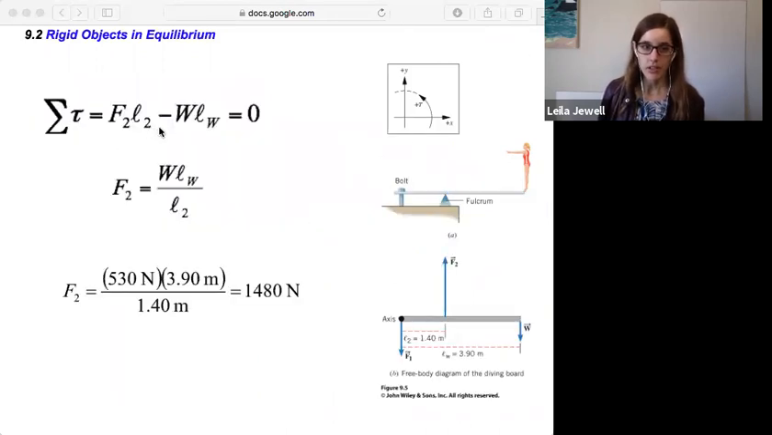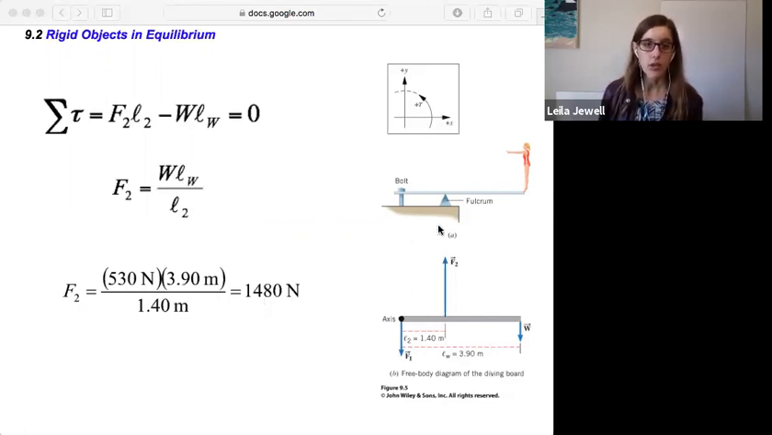So the sum of the torque, here's torque 2 minus torque of the weight. And if you solve for F2 by adding the weight's torque to the other side and dividing by L2, then you can find that force 2 is just 530 newtons times that full length, the full lever arm, the length of the diving board will be the lever arm for the weight, 3.9 meters, divided by L2, which is the lever arm from the axis to where the fulcrum is, 1.4 meters. So that comes out with F2 is 1,480 newtons.